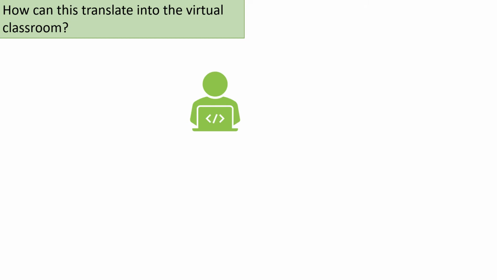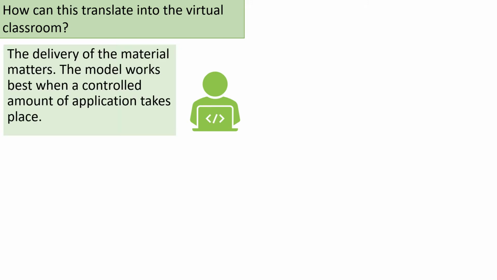So they are the basic principles of modelling, and we are very aware of how much we need to do it. How do we translate that into the virtual classroom, where we know challenges and barriers are already exemplified by the distance that exists between us and the students? So the first thing I would say is the delivery of the material absolutely matters. The model works best when there is a controlled amount of application that takes place. Okay, so you're not trying to model everything a student needs to do all at once. The smaller steps, the bridging of that journey become more important.